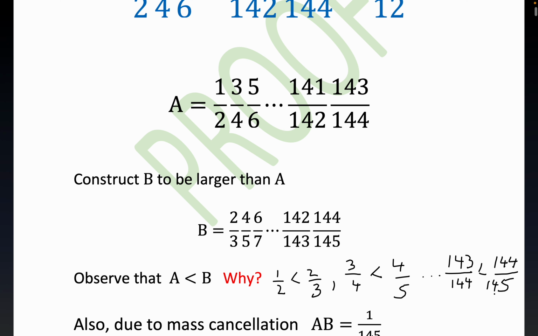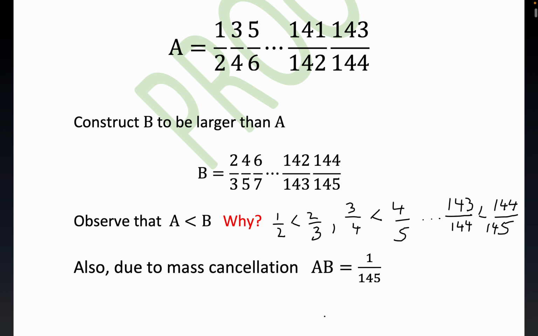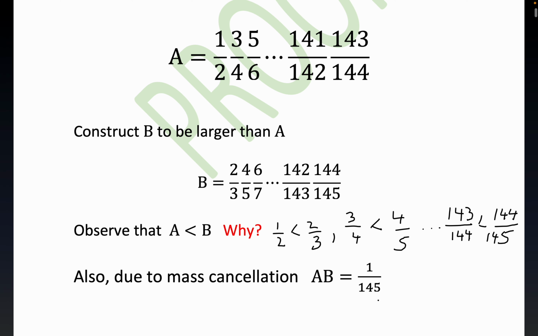Now, also it's pretty clear we constructed this for a reason. A is less than B, we just established that right here. But notice if you juxtapose A and B, for example, this 2 cancels with this 2 here. This 3 cancels with the 3 down here in B. This 4 in A cancels with the 4 in B, and so on. 6 cancels with 6, and all the way out you can see how 143 and 143 cancel. So everything cancels, and you're just left with the product. A times B is equal to 1 over 145.